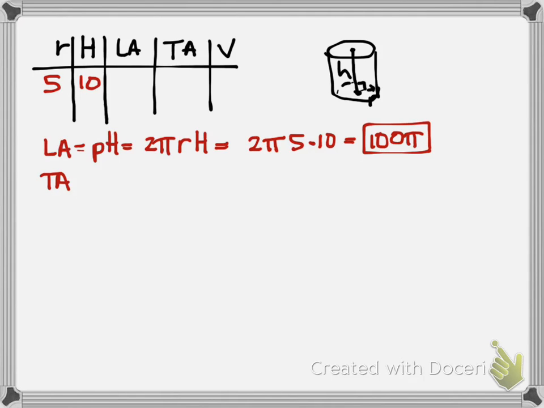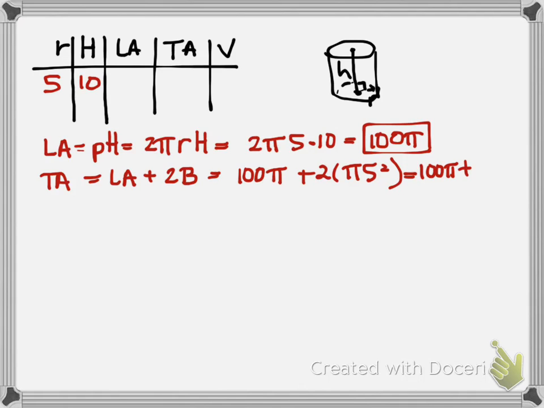Now total area is not a formula that they make a theorem out of because it's logic. Well, I have the lateral area plus I have the area of the two bases. So I'm going to get 100 pi plus 2 times pi 5 squared. So that's the radius squared. So 5 squared is 25. And then 25 times 2 is 50. So I get 100 pi plus 50 pi equals 150 pi. So that's the total area.